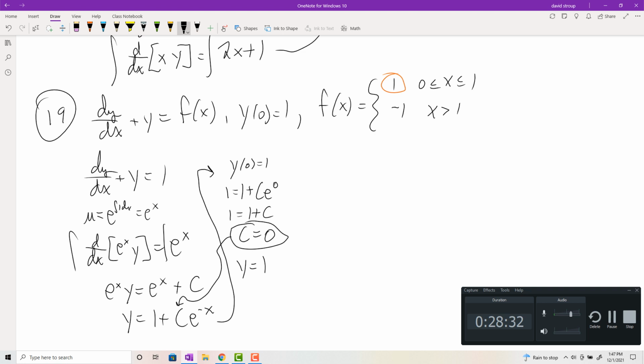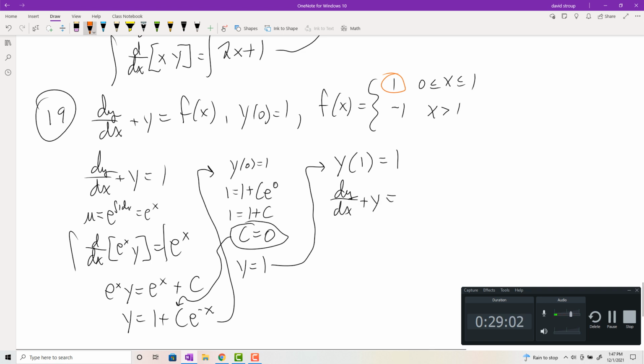That becomes kind of the initial condition for then the other differential equation, right? So y of 1 we want equal to 1. Okay, you kind of carry that condition on. That'll ensure that the two equations, the two functions connect at that point, because we want continuity. Okay, so this differential equation then is dy over dx plus y equals this other piece, negative 1, from the piecewise definition.